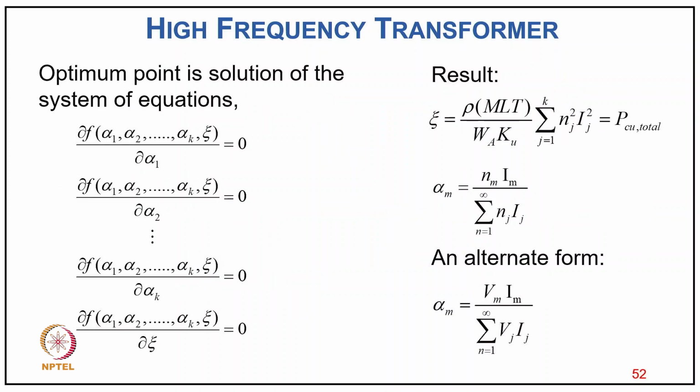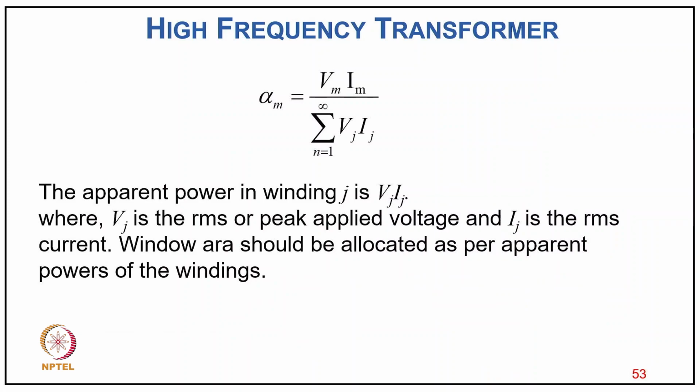Now the optimum point is the solution of the system of equations, taking the partial derivative of this function with respect to alpha 1, alpha 2 up to alpha k and eta, each equal to 0. The result is eta equal to rho MLT upon WA Ku times the square of the sum over j equal to 1 to k of nj Ij, which equals the Pcu total, and alpha m equal to nm Im divided by the sum over j equal to 1 to k of nj Ij. An alternate form is alpha m equal to Vm Im divided by the sum over j equal to 1 to k of Vj Ij.